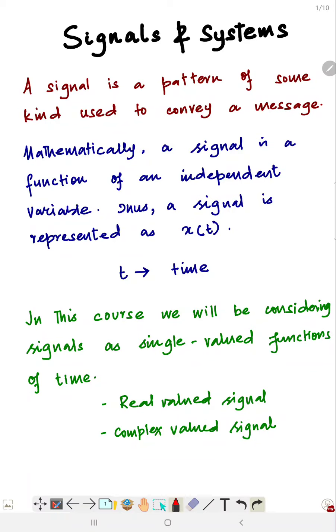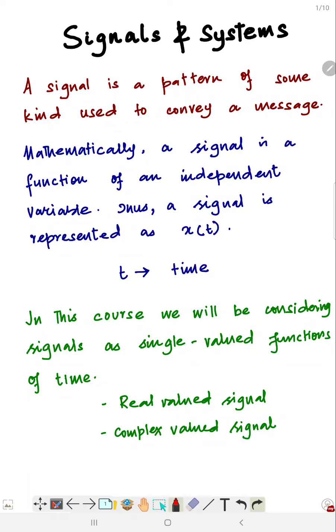We will be mainly interested in a mathematical definition, but we need to first have a qualitative definition of a signal. The qualitative definition of a signal is that it is a pattern of some kind which is used to convey some message. And we deal with signals in our day-to-day life.